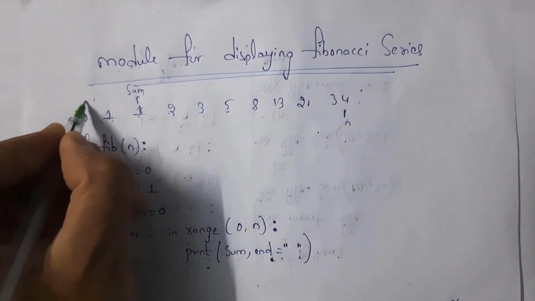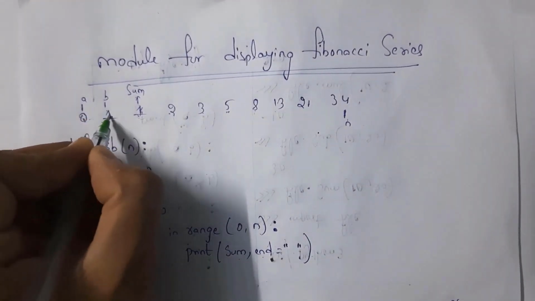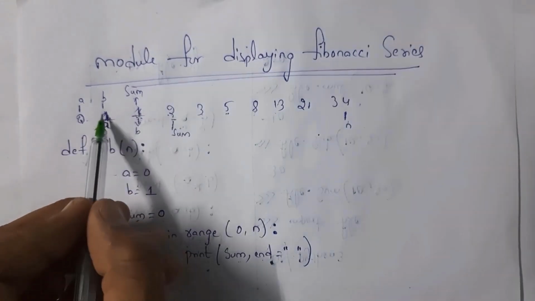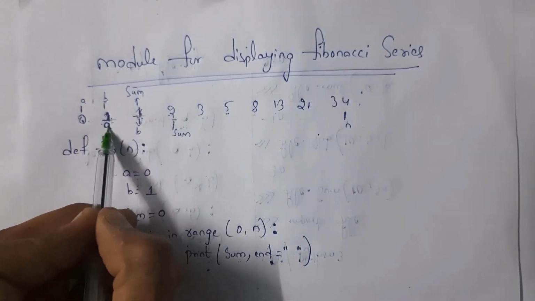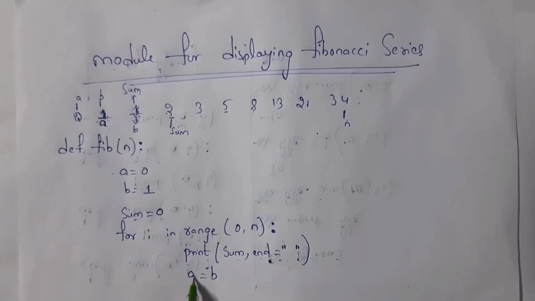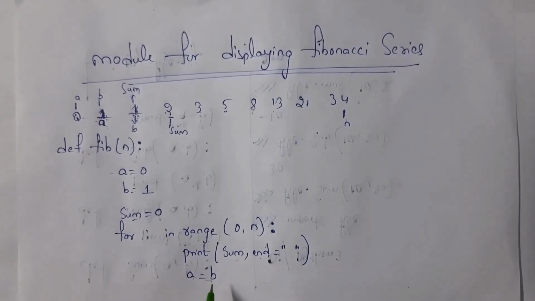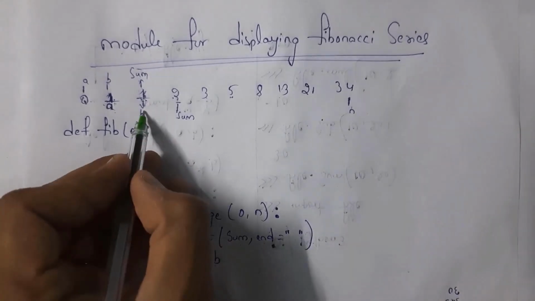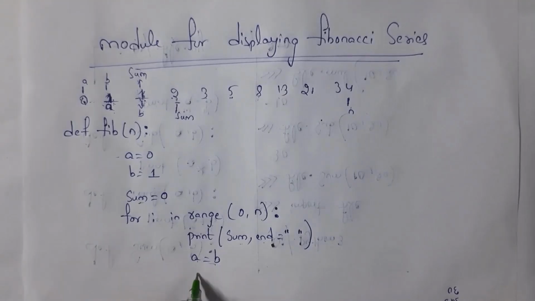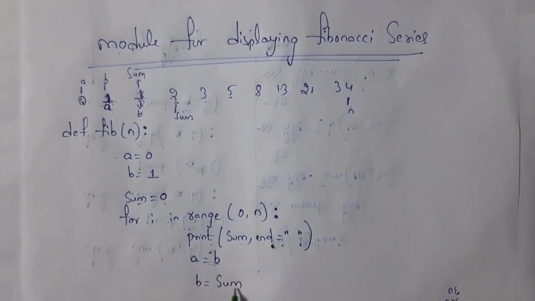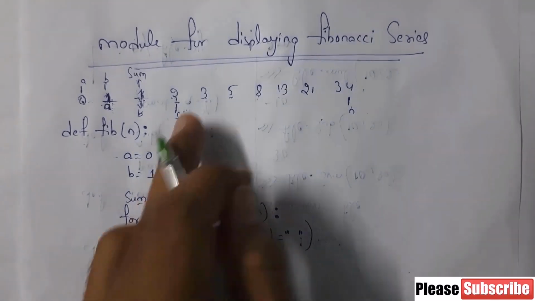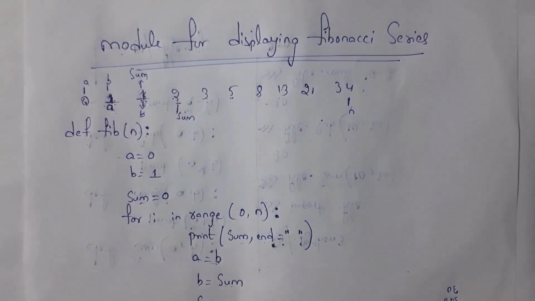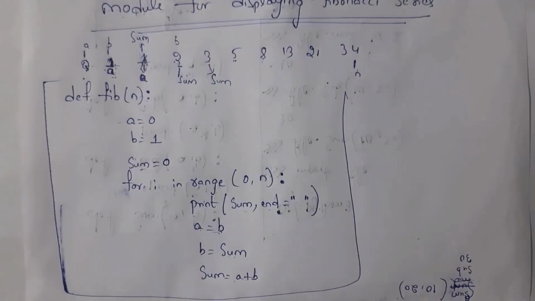Guys, at first a value is 0, b value is 1 and sum is nothing but result. So result is 1. So next time when you perform addition, this b value became a and next sum became b. So I written here a equal to b. A equal to b is nothing but b value is a, and next I written b value is sum. So just write here b equal to sum and next now sum value is b and next result is nothing but a plus b. So just write here sum equal to a plus b. This is Fibonacci series. So this is module.